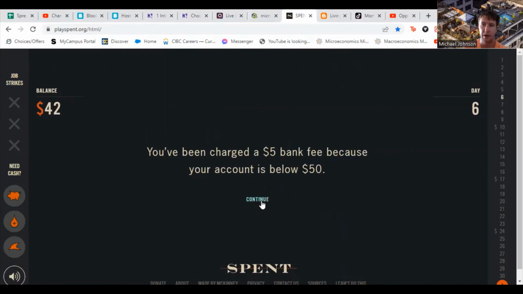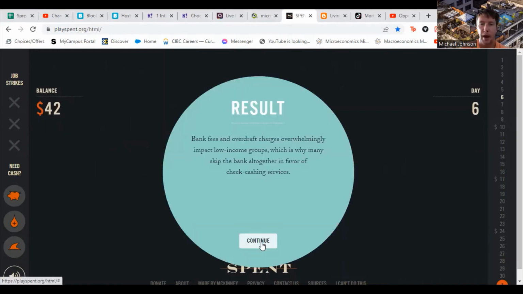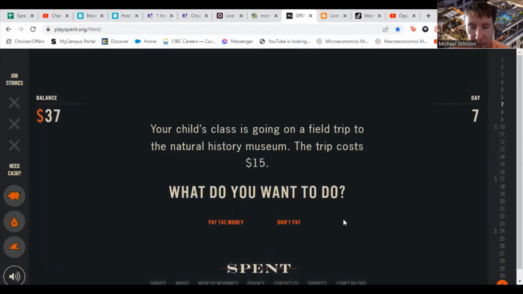Charge a $5 bank fee because your account is below $50. Bank fees and overdraft charges overwhelmingly impact low-income groups, which is why many skip the bank altogether in favor of check cashing services. Your child's class is going on a field trip to the Natural History Museum. The trip costs $15. What do you want to do?